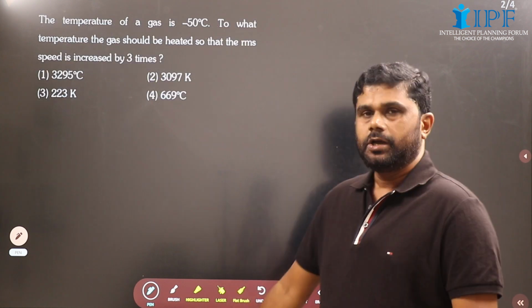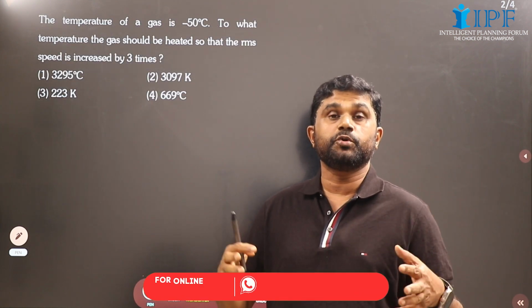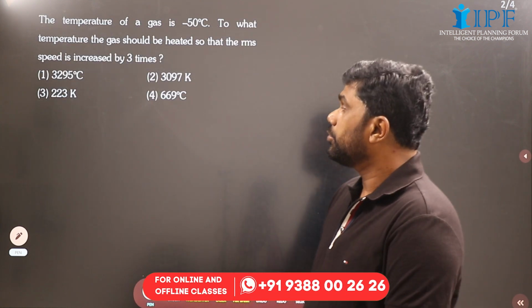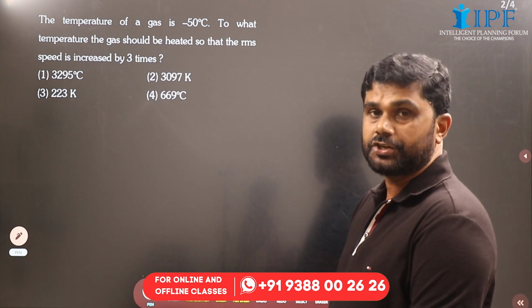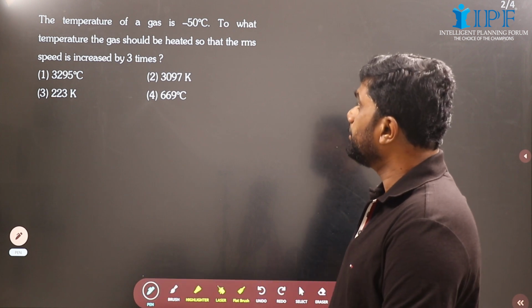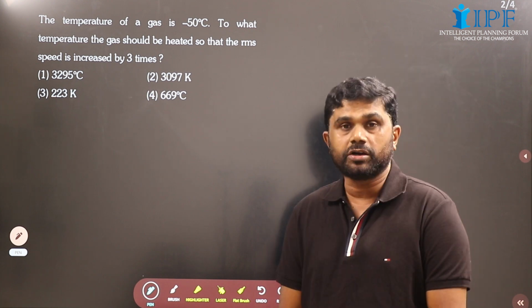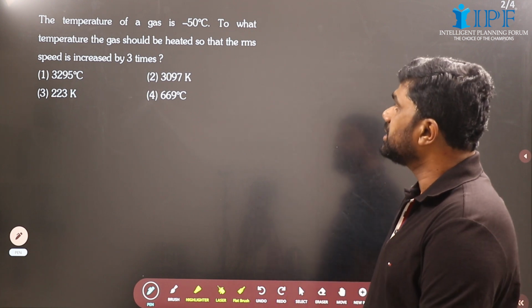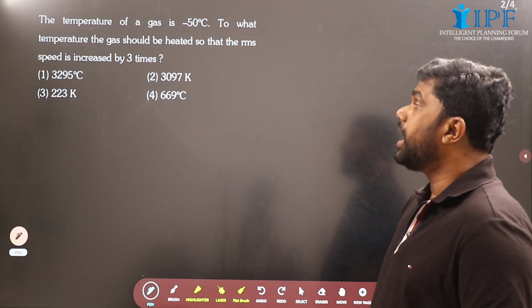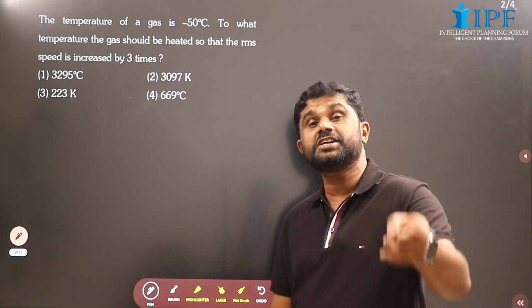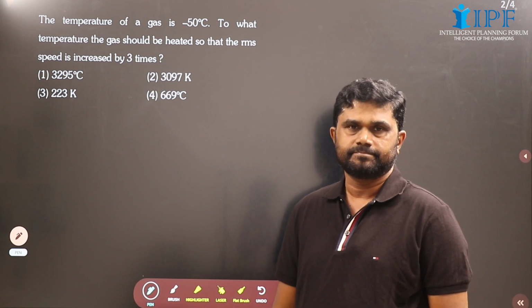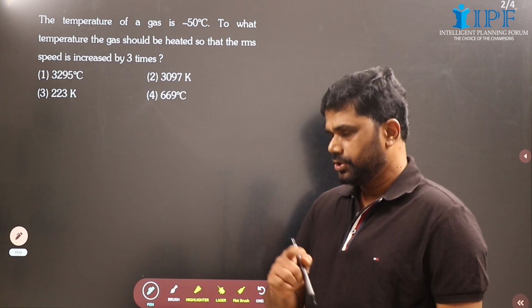Now children, we have another beautiful, wonderful question, also from NEET 2023. Temperature of a gas is minus 50 degrees Celsius. To what temperature should the gas be heated so that the RMS speed is increased by 3 times?